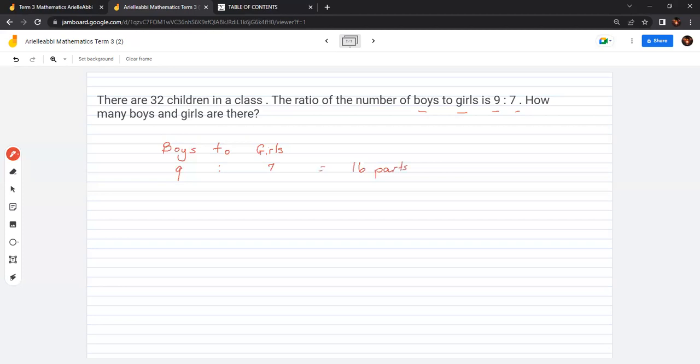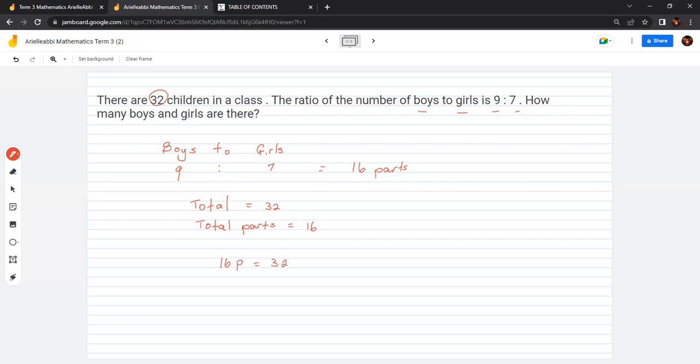Now the number they gave us, remember they're going to give you a value that represents some number of parts. So in this case, we have the total number of students as 32, and the total number of parts as 16. So that means 16 parts is equal to 32.